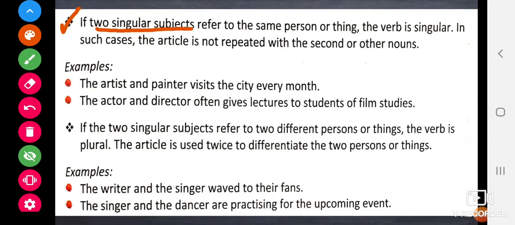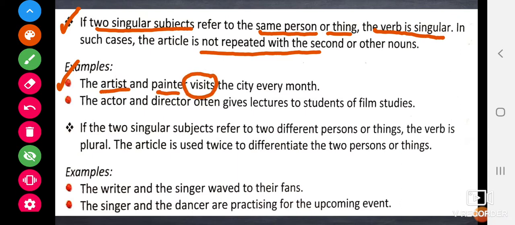If two singular subjects refer to the same person or thing, the verb is singular. In such cases, the article is not repeated with the second or other nouns. For example, here we have 2 subjects, artist and painter. The verb here is singular. That means the artist and the painter, they are the same person.